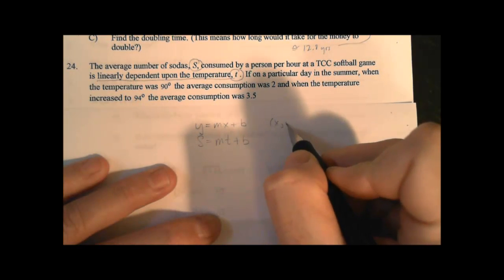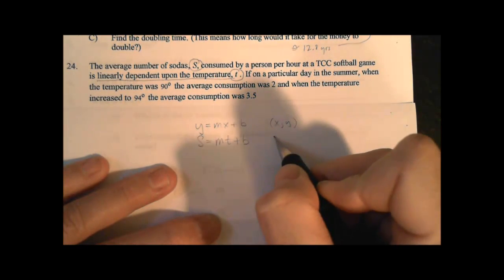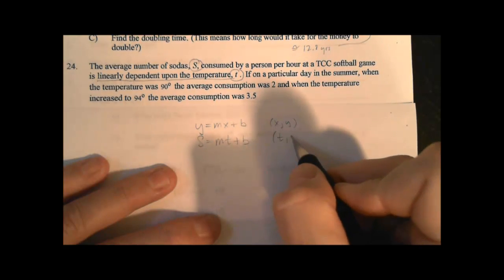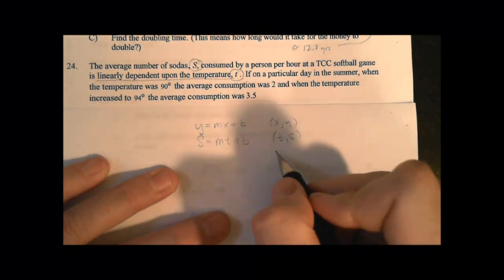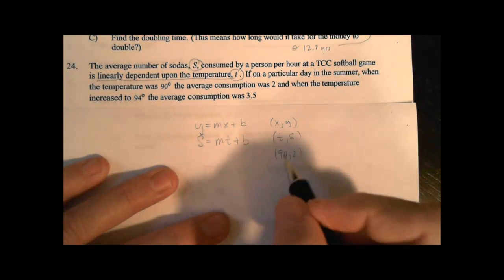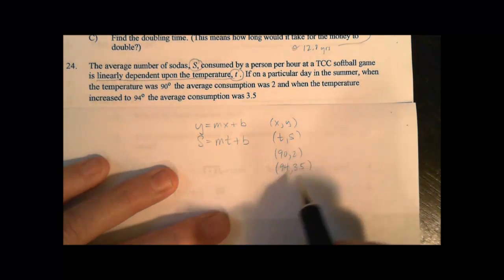And we're identifying x, y, in our case, with T, S. And we have 2 points. In one case, the temperature was 90 and the consumption, S, was 2. So we have 90, 2. In another case, the temperature was 94 and the consumption was 3.5. So we want to find the equation.